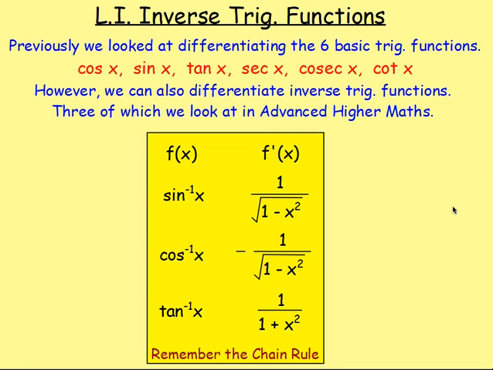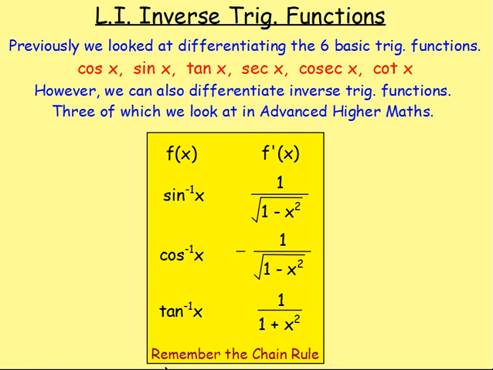So if we have, for example, sine to the minus 1 of x, if you differentiate that, you get 1 over the square root of 1 minus x squared. Differentiate cos to the minus 1 of x would be negative 1 over the square root of 1 minus x squared. And differentiating tan to the minus 1 of x, you'd have 1 over x squared plus 1.